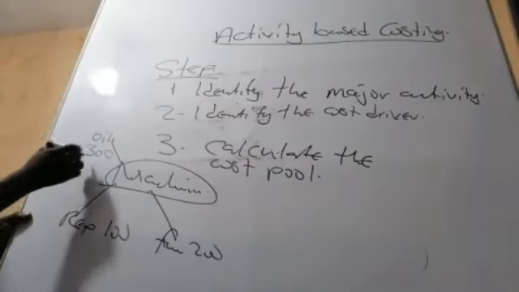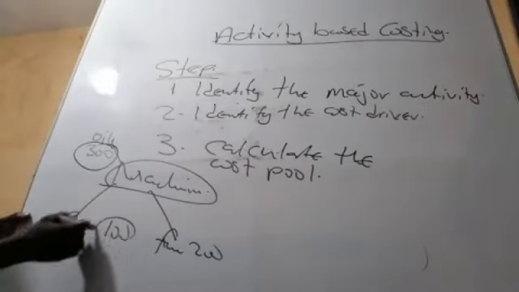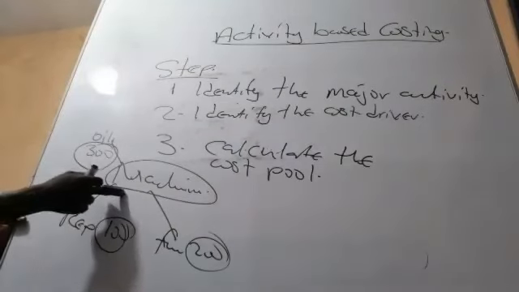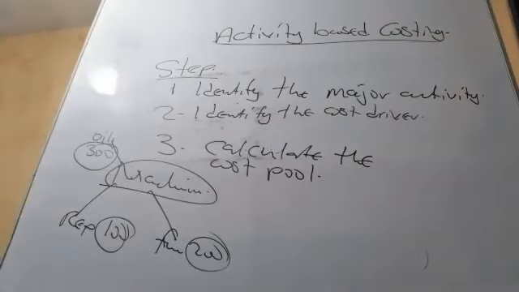Then let's put them together. So 300, 100, and 200, making 600. So the total cost pool is 600. So the total machine running cost is 600. That's the cost pool. That's how you get the cost pool.